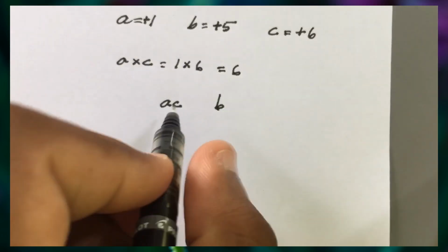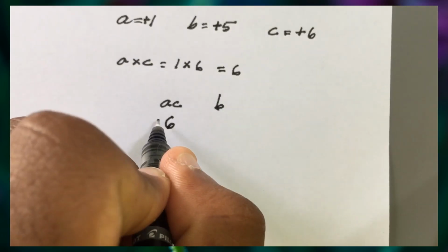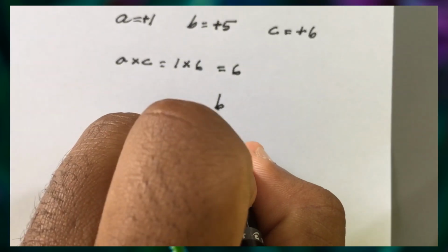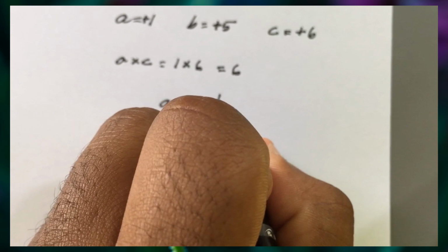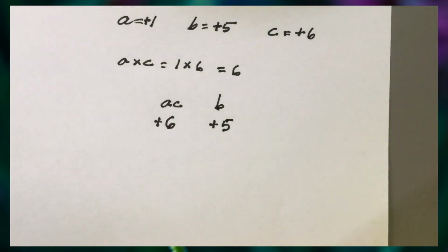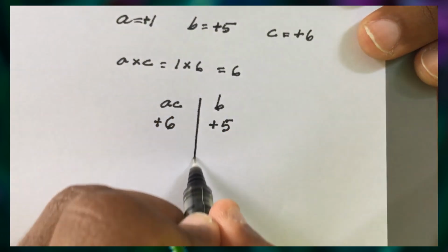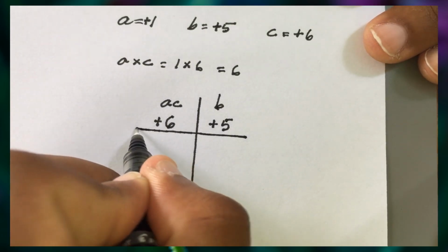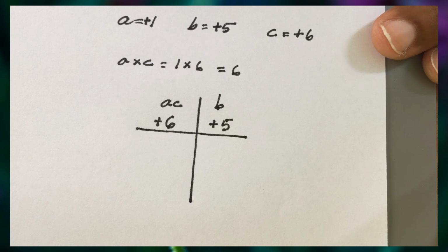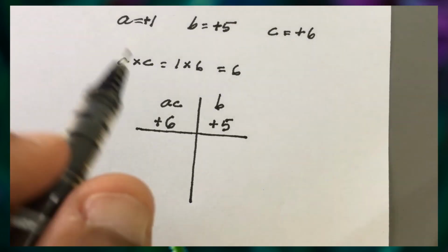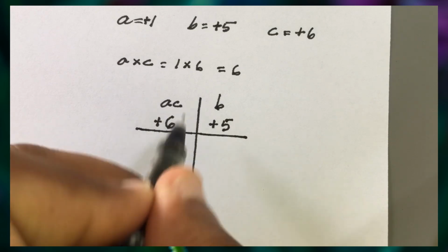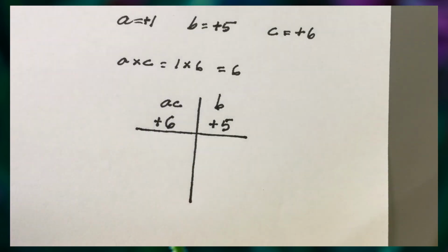AC worked out to be 6, so I'll put 6 here, and it's a positive 6. And B was a positive 5, so I'll put a positive 5 here. And then now I can get ready to draw my table. We just need to know where these numbers are coming from. What we need to do now is to find all the factors of AC, which is all the factors of a positive 6. First step.